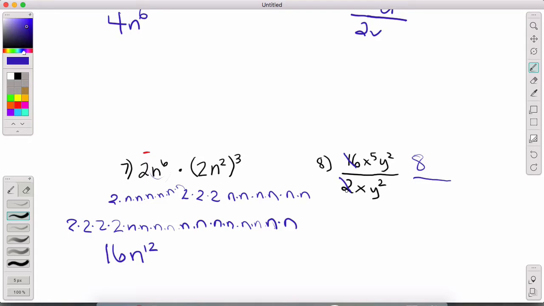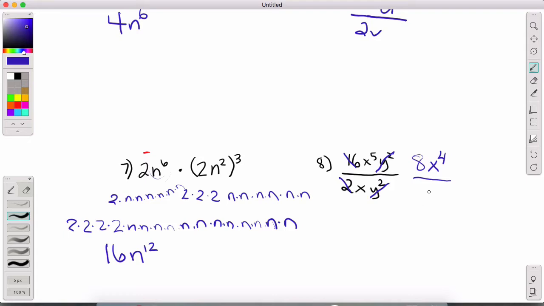Again, 16 divided by 2, we do that like we always have. That is 8. Now let's move on to the variables. 5 x's, 1 x. When we start to simplify, 5 minus 1 is 4. Y's. 2 y's here, 2 y's there. They'll both just cancel out and become 1's.